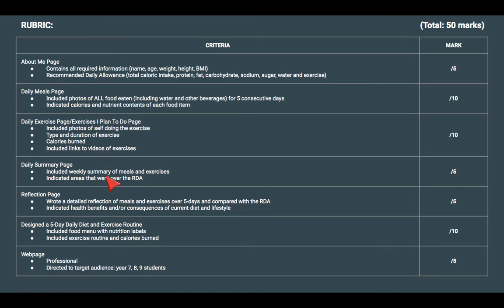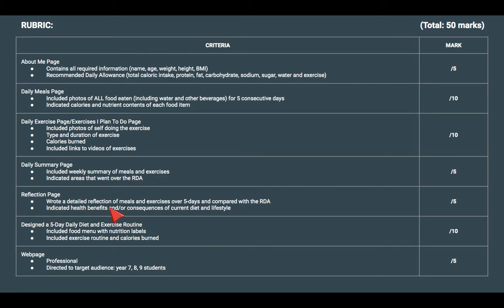Daily summary includes the summary of your 5 days of meals and exercise. Okay? And indicate areas that went over the recommended dietary allowance. So if you went over, make the font color red, so that when you look at your summary, you can see, are there a lot of red spots? And that is already a wake-up call for you.